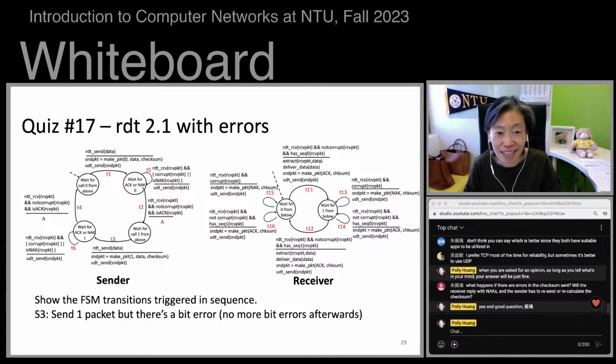But you know what? Time for quizzes. Okay, high energy now. So quiz 11 says this.